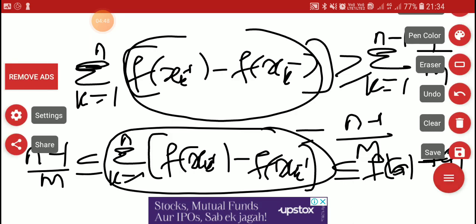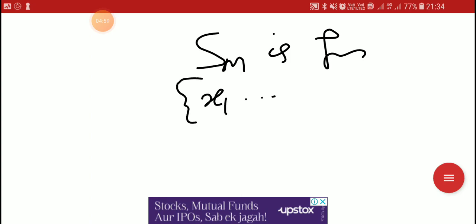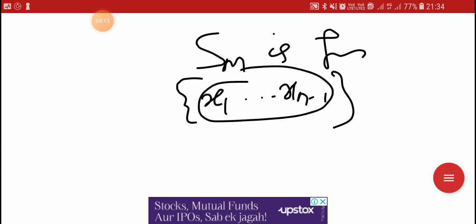If n is finite, then Sm is finite, because Sm is a set containing only the elements x1, x2, etc., xn-1, and n is finite, therefore n minus 1 is finite, therefore the set contains only a definite number of elements. Okay, and we assume the set of all discontinuities of f is E. E is the collection of discontinuity points of f.